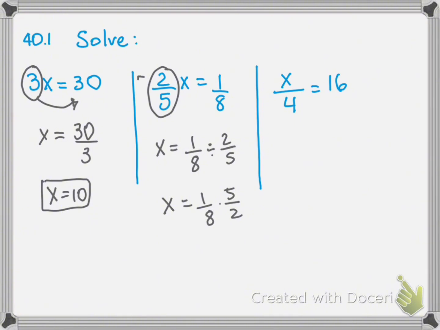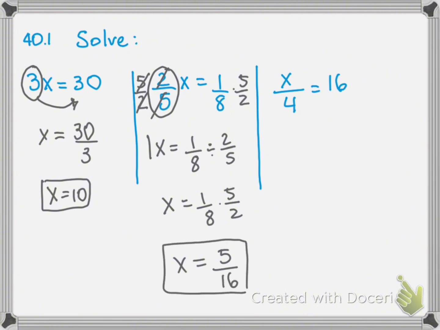Now think about it. If I put here 5/2 and also here 5/2, what is happening is that this is going to cancel and it's going to be 1. And then this we have to multiply. And in this case, we get 5/16. In the next one, 4 is dividing.